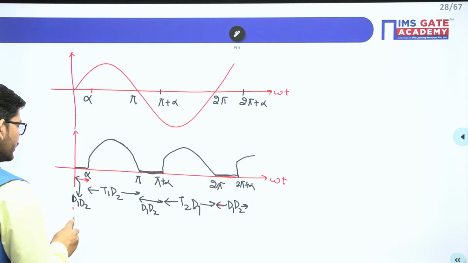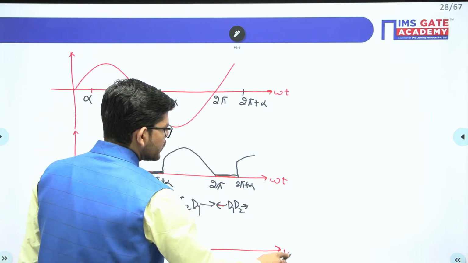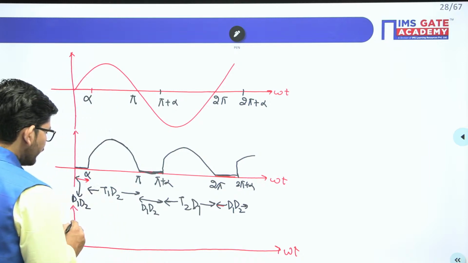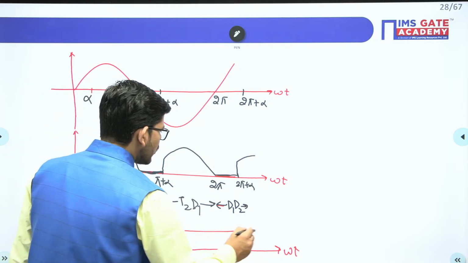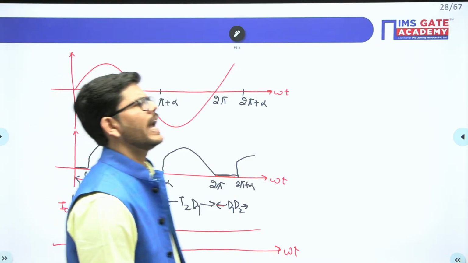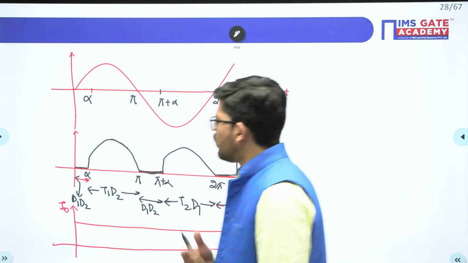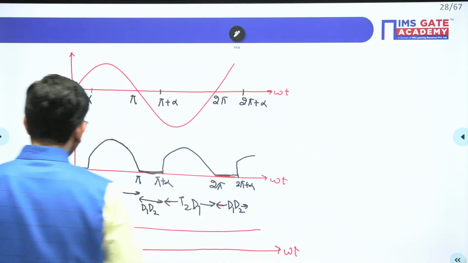Now since the load current is constant, we are given that the load current is constant. This is the I naught that we have. Now can you tell me, by looking at these waveforms, what is the duration of conduction for D2?